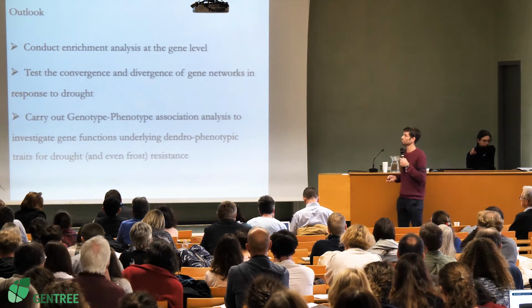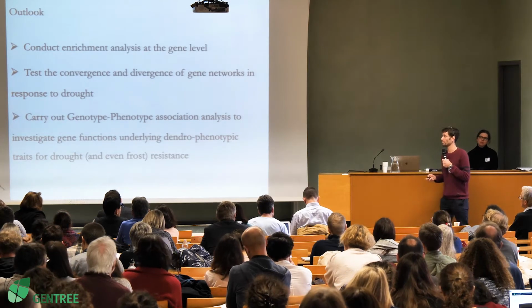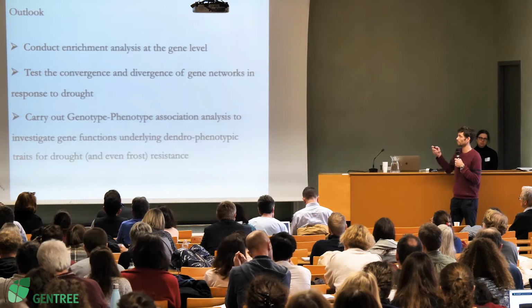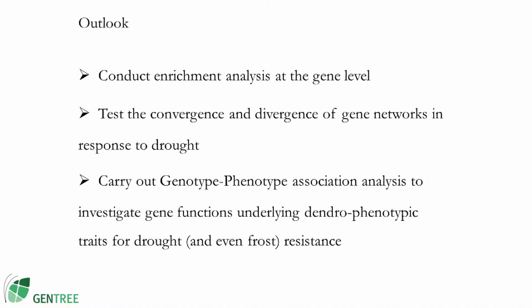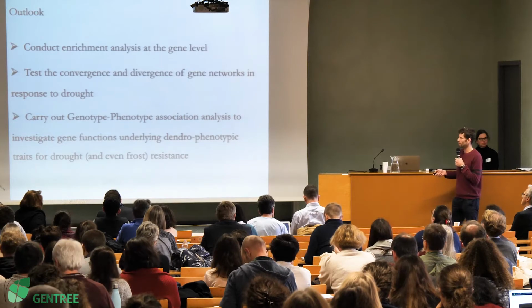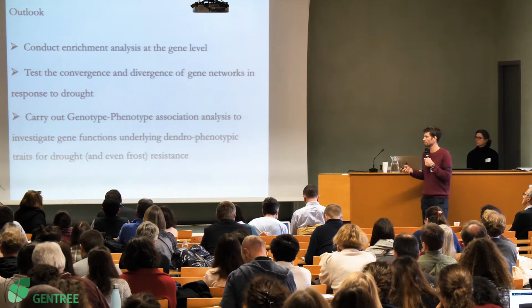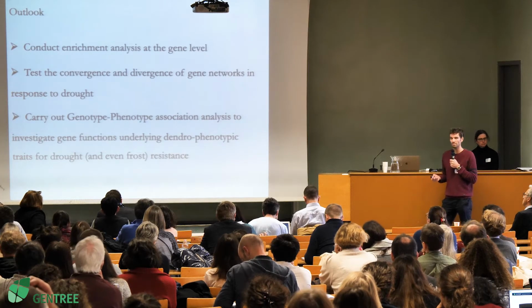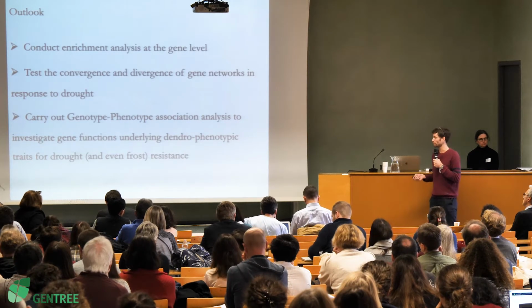And the outlook, again, it's a big team behind me. So we want to conduct this analysis at the gene level. We want to test the convergence and divergence of gene networks in response to drought or frost conditions, because it's one of the main topics in Fagaceae. And we want to link genotype-phenotype association analysis to investigate gene function underlying dendrophenotypic traits for drought or even frost resistance. So we don't really know if we could link the two data sets, but really the goal is to track at the phenotypic level if what we are doing makes sense.